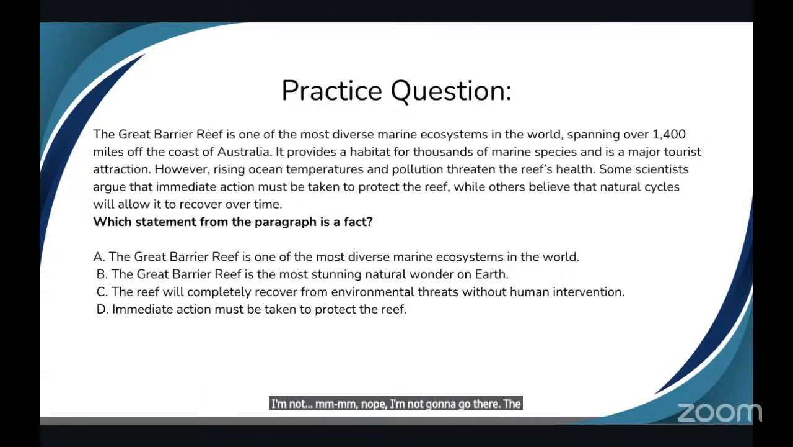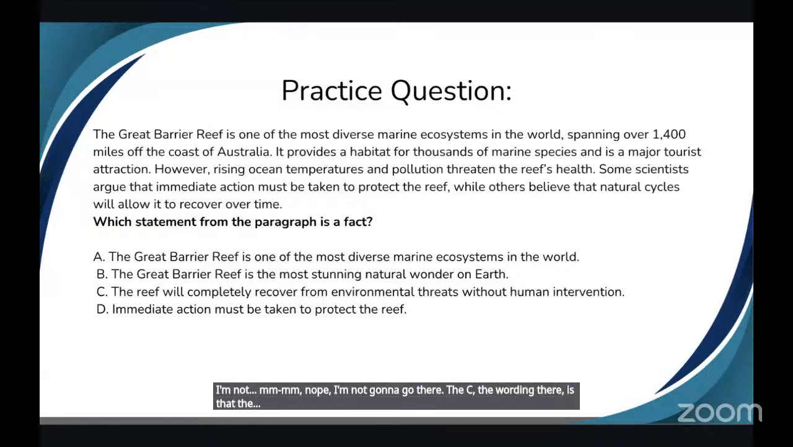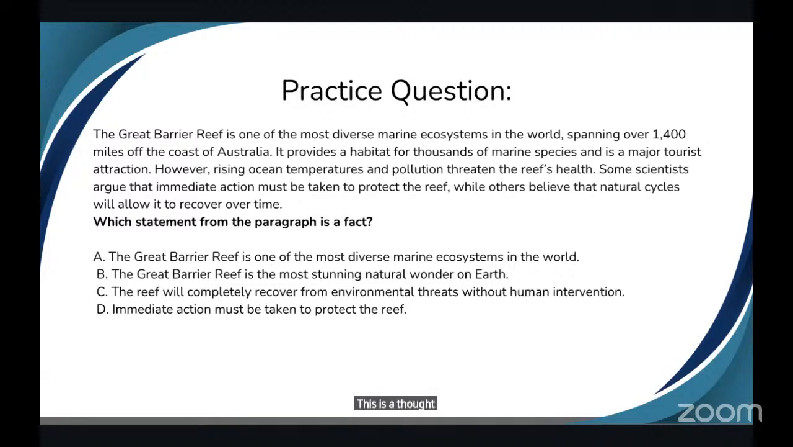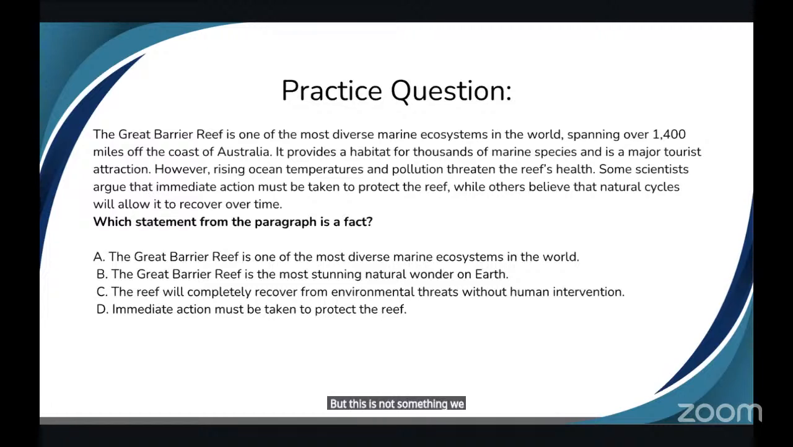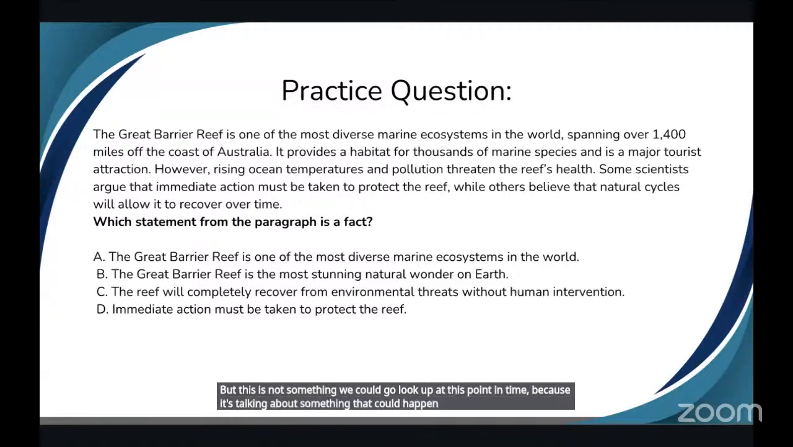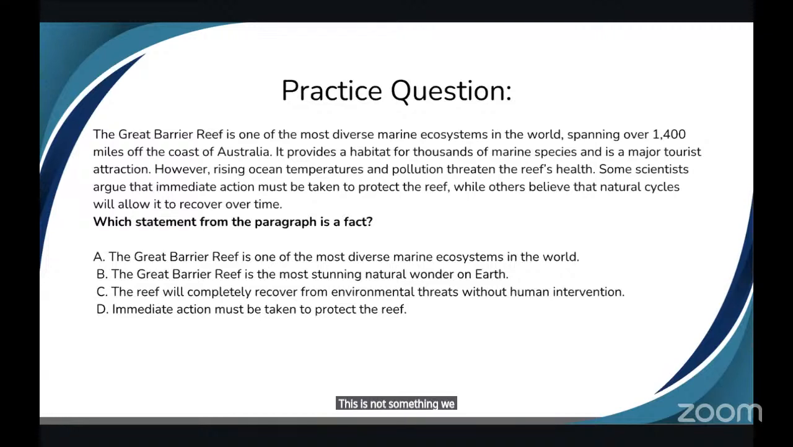The C, the wording there is that the reef will completely, now this one can be tricky. The reef will completely recover from environmental threats without human intervention. This is a thought that could change from person to person. One person might believe this. Another person or scientist might think that it'll be fine if you let it go on its own. But this is not something we could go look up at this point in time because it's talking about something that could happen in the future. You see the difference there? So we have to be careful of that. Remember, if it's a fact, it's something we can go look up. This is not something we can necessarily go look up.